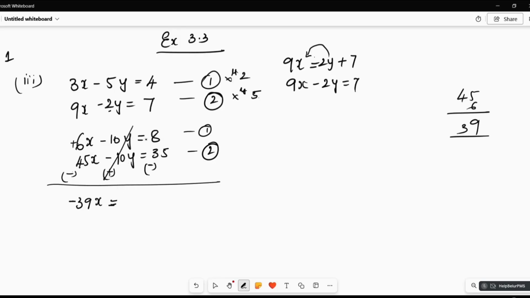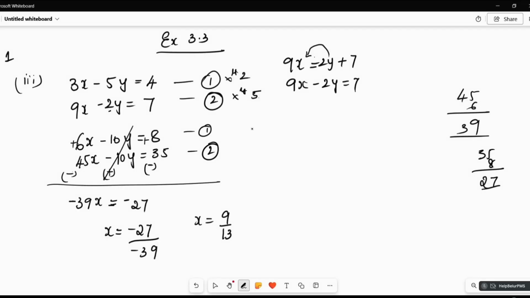That is equal to plus 8 minus 35. So you have 35 minus 8. How much will you get? You will get 27. Okay. So x will be equal to minus 27 by minus 39. Minus by minus will be plus, so x is equal to 27 by 39. When you simplify, how much will you get? x is equal to 9 by 13.